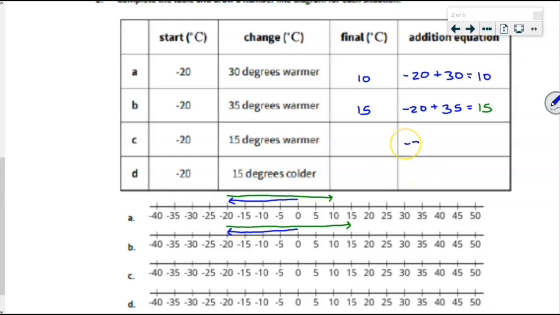-20 is where I'm starting. It's 15 degrees warmer this time. Again, the number line model really can help us see what's happening. -20. Warmer by 15 degrees. 5, 10, and 15. Looks like I'm still in the negatives though. And the final result is a temperature of -5.